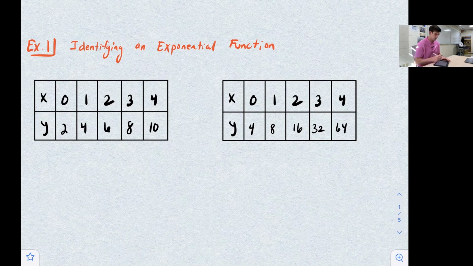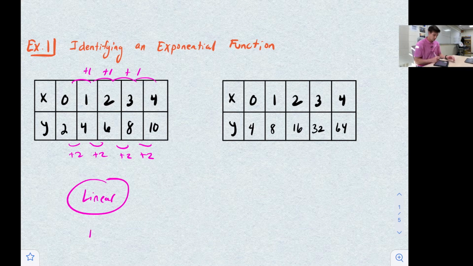Okay, so let's look here. On both of these, the x values here, we are just increasing by 1, right? Plus 1, all the way through. Now let's look at our y values. Down here we got plus 2, plus 2, plus 2, and plus 2, okay? So for this one, we're going to say this one is actually linear, okay? And our slope would be 2, because we have 10 minus 8 over 4 minus 3.